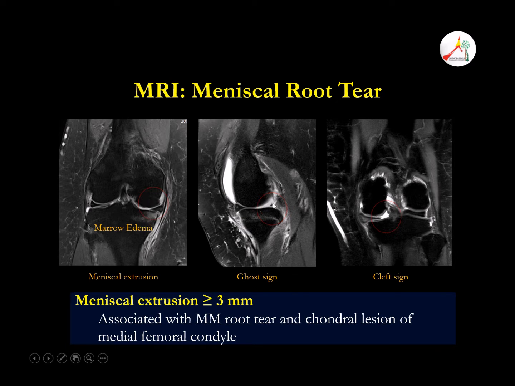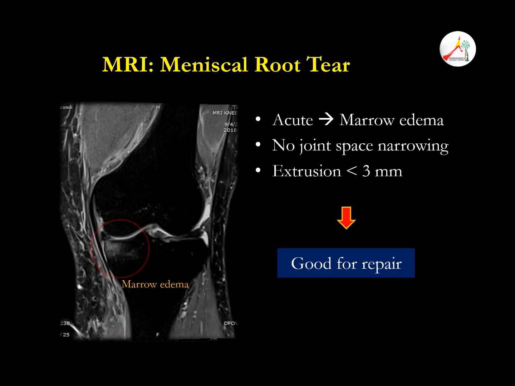Number 2, there's the extrusion, meaning the meniscus is kicked out of the joint. Number 3, you see the ghost sign. Ghost means disappear, right? Ghost sign in the sagittal section next to the PCL section. The last one is like a cleft lip, cleft palate, right? So there's a gap between the PCL and the meniscus. So these are the 4 classic signs for meniscus root tear.